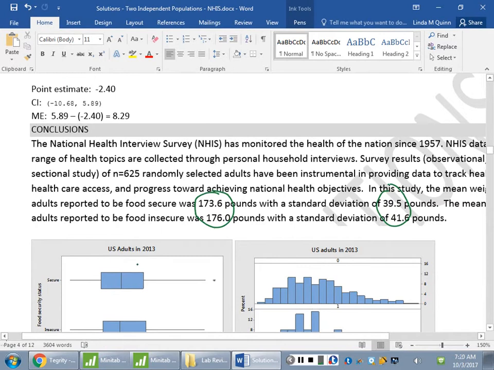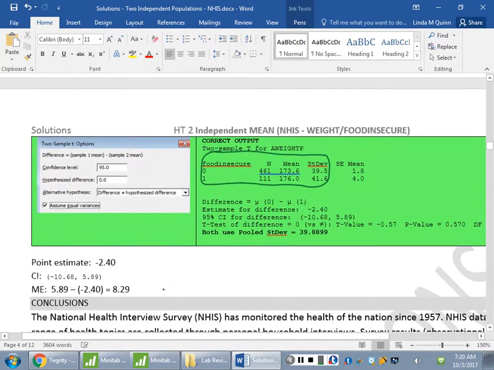Meanwhile, up here, we need to know what the point estimate is, what the confidence interval is, and what the margin of error is. Point estimate for the difference is right here. It's the negative 2.4. The confidence interval is clearly right there. And then once again, margin of error, we just have to be a little bit careful. I took the upper confidence level, which is 5.89, subtracted the point estimate. Now remember, the point estimate is negative, so it's 5.89 minus a negative 2.40, which gives me a margin of error of 8.29.